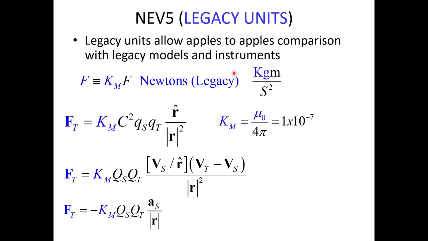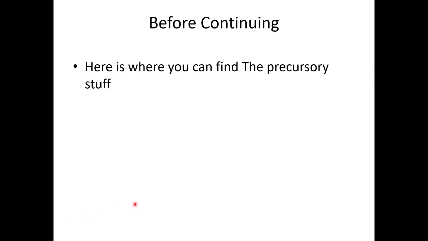But because natural Newtons aren't really well known, and to compare with legacy results as well as measurement equipment, we can express the results of New Electromagnetism in terms of legacy units. We use blue typeface for legacy units. All you have to do is multiply each one of the equations by Km. Km is mu naught over 4 pi, and that puts these into kilogram meter per second square units, which are compatible with legacy instruments. Okay, before we continue on, let me show you where to find all this precursory stuff.